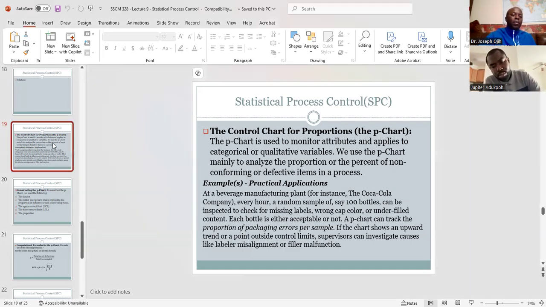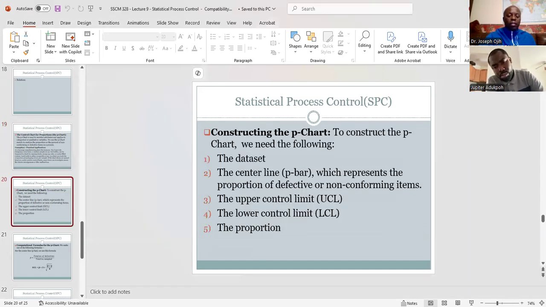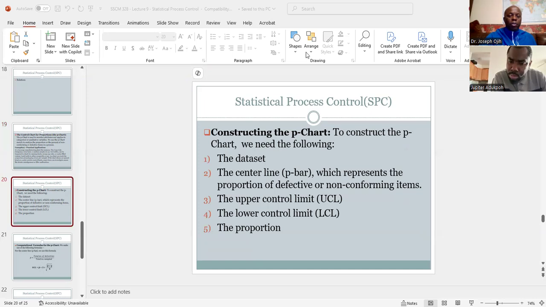Look at this question. Before we can control a P chart, we can construct a P chart. We need to know a few things. We need the data set, like the one we'll be doing now. The data set is the defective items or the non-conforming items. In the project, you have to generate it by yourself, okay? Then the center line.